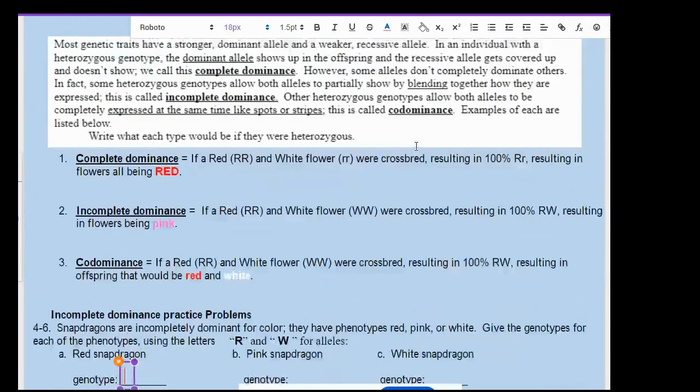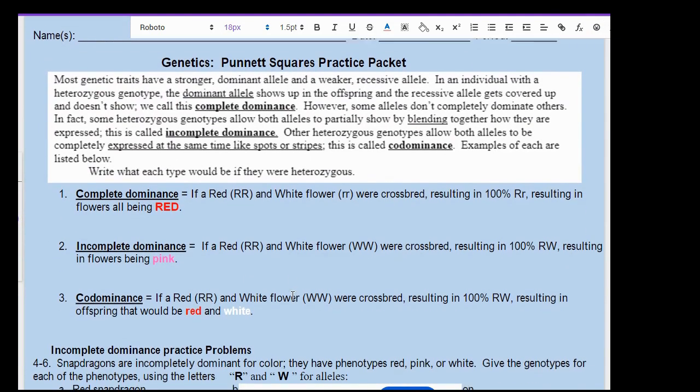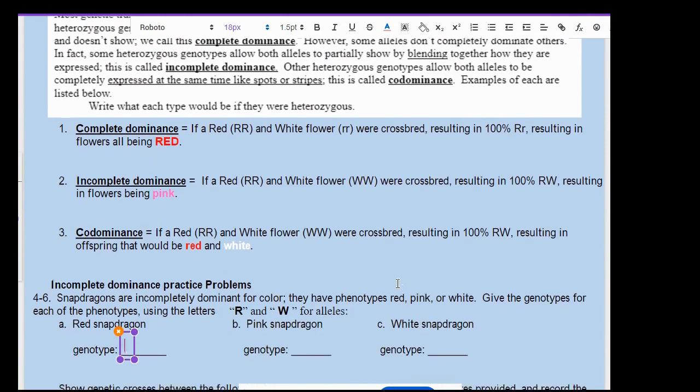All right, so those of you out there that need help with these Punnett squares, incomplete dominance, codominance, and also blood types, multiple allelic codominance.